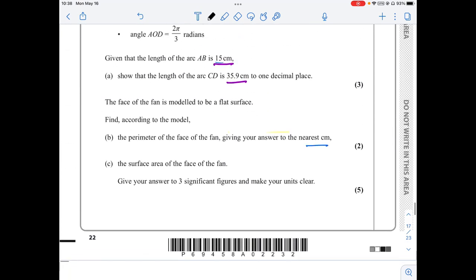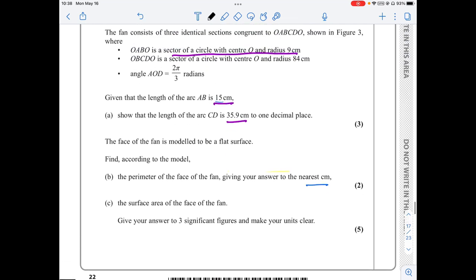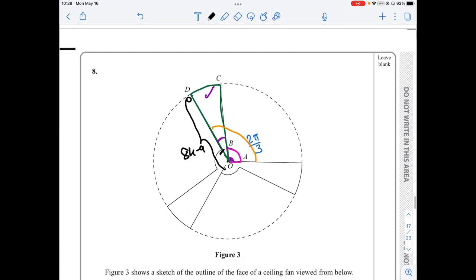Next, part C, the surface area of the face of the fan, giving your answer to 3 significant figures. So what am I going to do? I am going to find the surface area. How should I find the surface area? Let me clear up all these things. First of all, I'll find the area of a circle. Which circle? This circle.